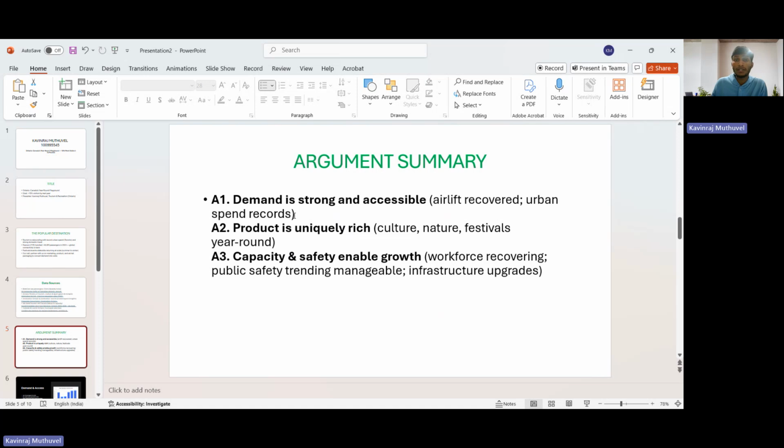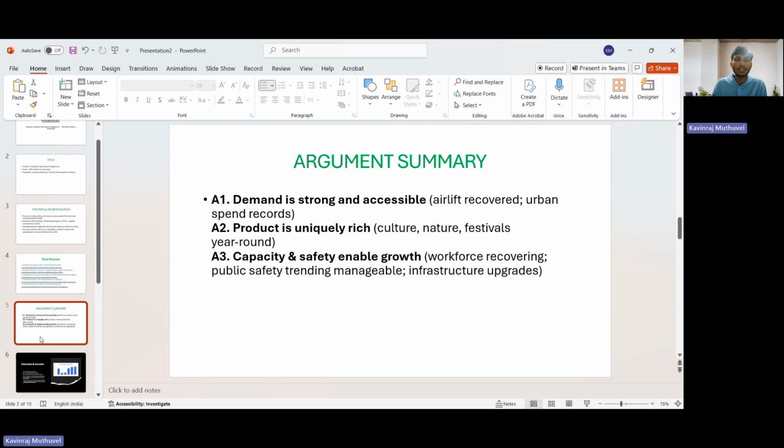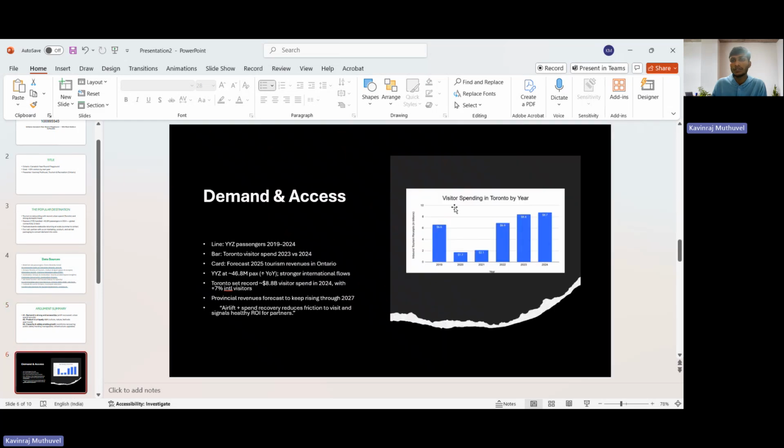So basically, demand: even though there are famous spots in Toronto, people have the intention to visit. The people have money to visit in spite of the economic crisis. I will show you the demand by using the data sets. The first one, demand and access. We have data sets like visitor spending in Toronto by year.